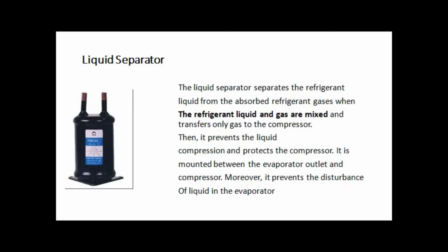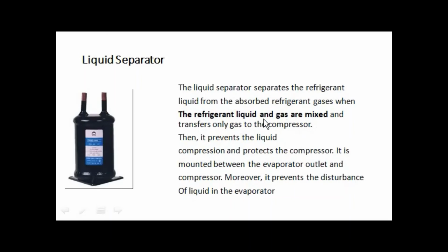As you see on this slide, the liquid separator separates the refrigerant. That is the function of this component: to separate the liquid refrigerant from the absorbed refrigerant gas when the refrigerant, liquid and gas, are mixed, and transfer only gas to the compressor.